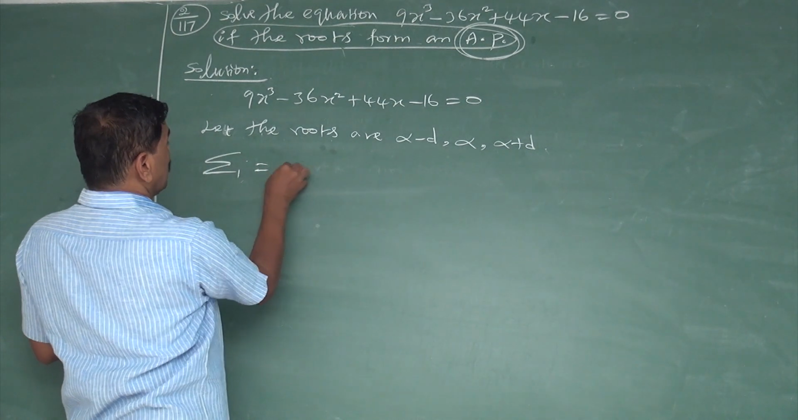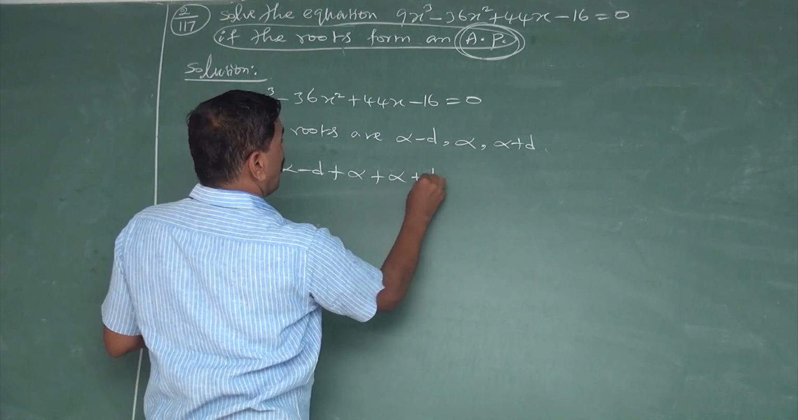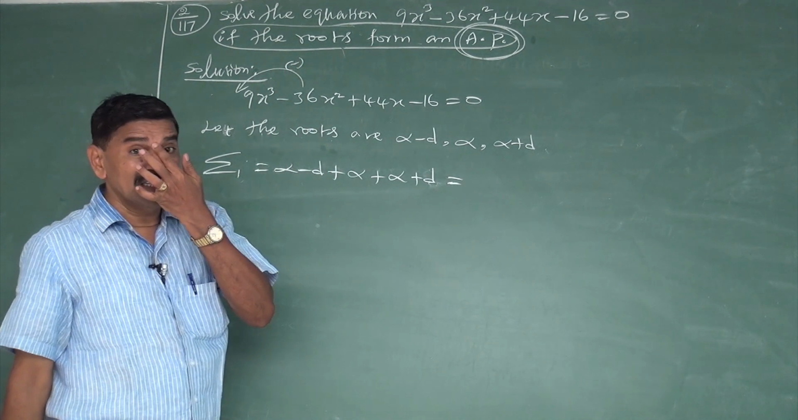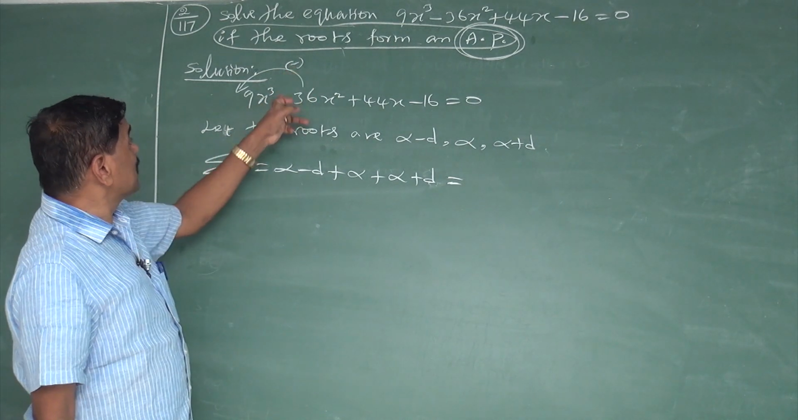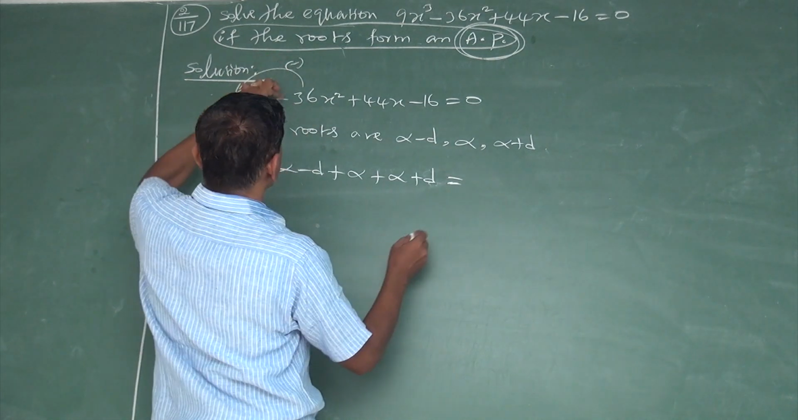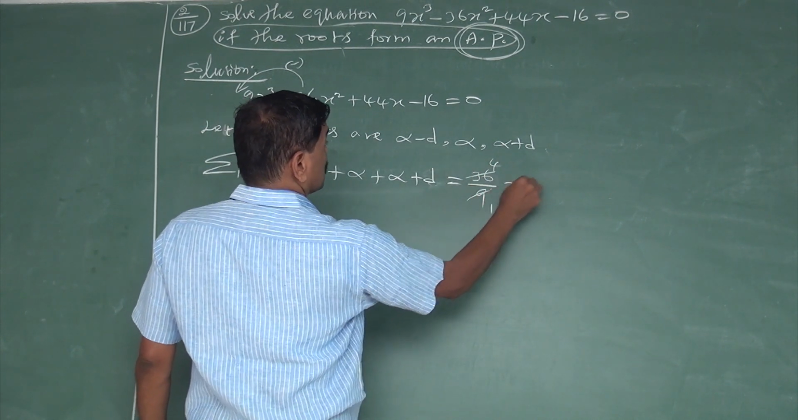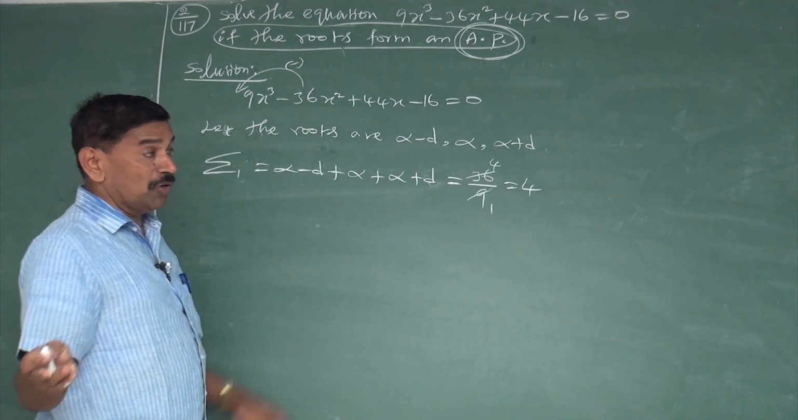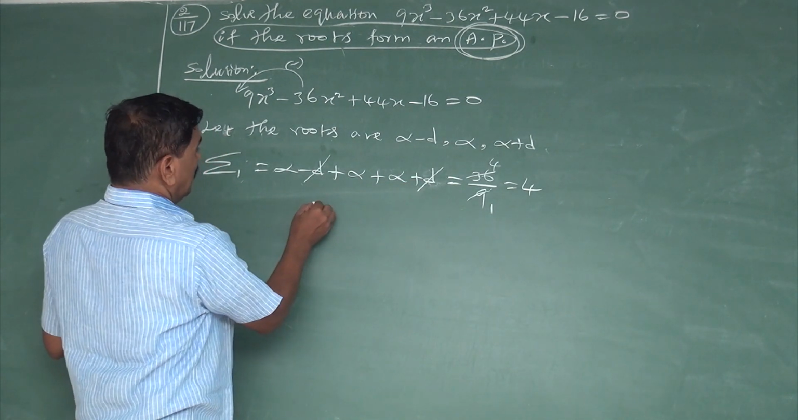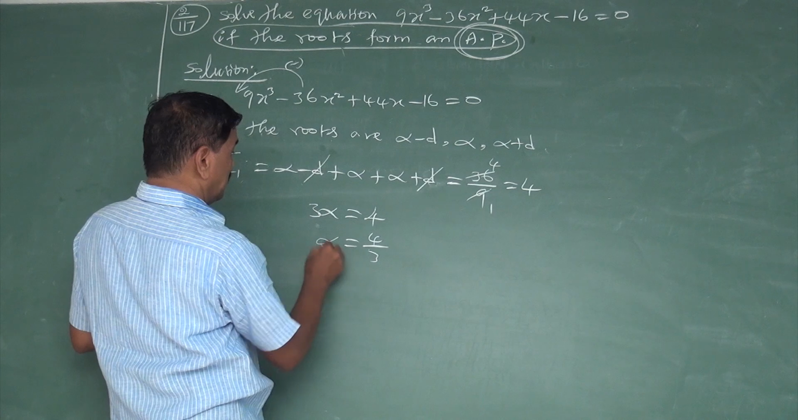Now, listen, sigma 1 is equal to alpha minus d plus alpha plus alpha plus d, which is equal to minus b by a. What is your answer? Very good, 36 by 9, not 3. Minus into minus is plus, 36 by 9. Now 9 4s are 36, so it is equal to 4. What is the left hand side? Minus d plus d cancel, then 3 alpha. So 3 alpha is equal to 4. Therefore alpha is equal to 4 by 3, that's all.